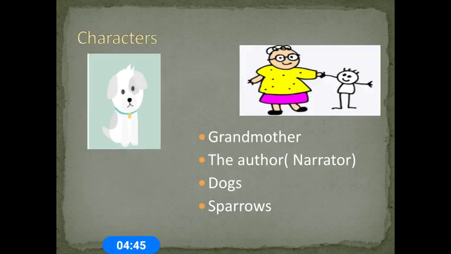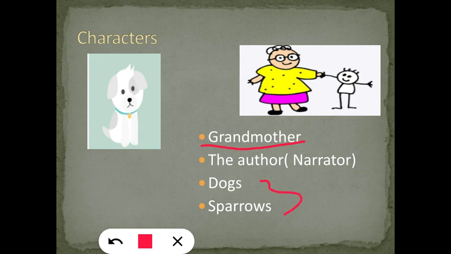Okay. Now, the characters that we have in the story, first one, very important, grandmother, obviously, because the whole story is talking about grandmother. So she is a kind of a fulcrum to the story, the main character on which the story is based. We can say that the author, who is also the narrator of the story, who is telling us the story. Now, you might be surprised to see these two, dogs and sparrows.